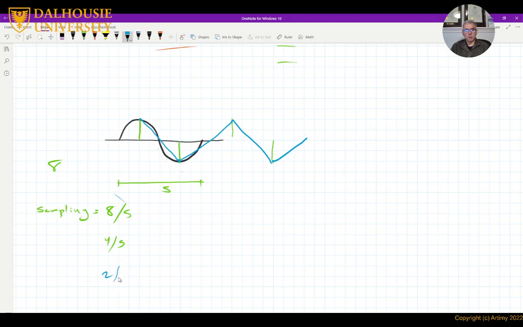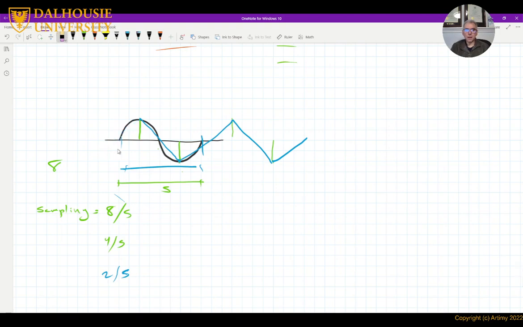So at 2 samples per second, instead of a nice sinusoidal wave, I get this triangle, but the frequency is the same. I still have the same frequency, which is 1 cycle per second.